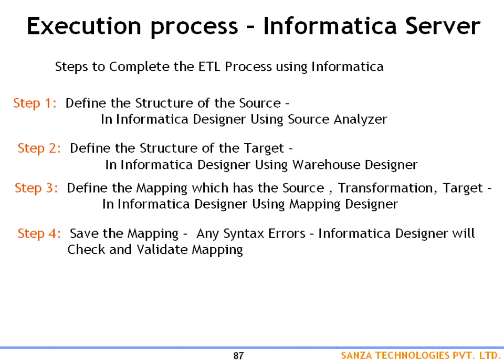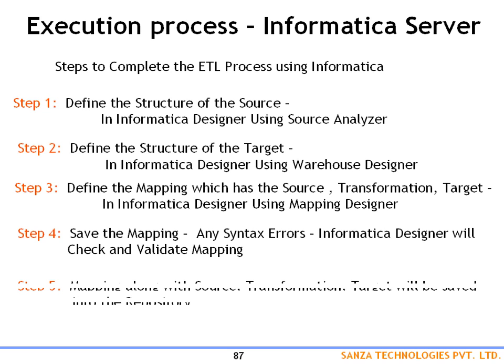It compiles for syntax errors, and if there is any error, it will throw up the error. If there are any errors in the mapping, it will say invalid. If not, it is a valid mapping. So this is how you do the process of development. Define the source, define the target, create a mapping, include the transformations, validate it, and then finally the mapping will be saved in the repository. Under that folder for that repository name, it will be saved.